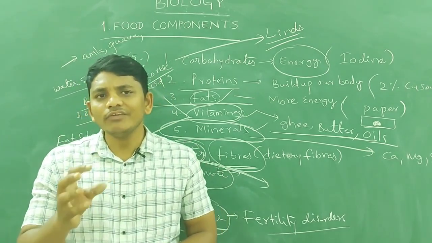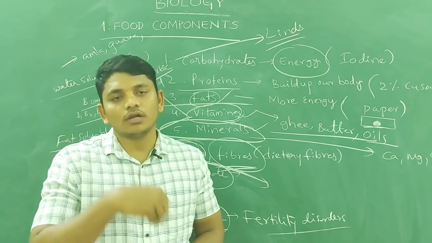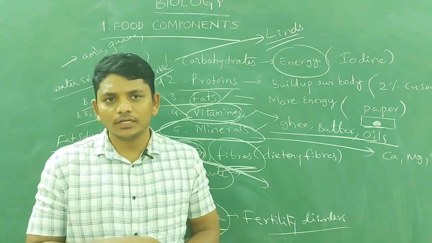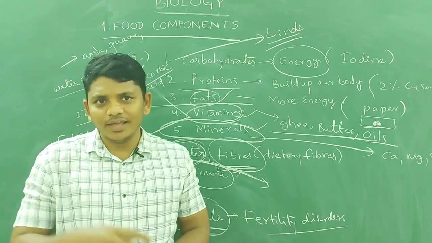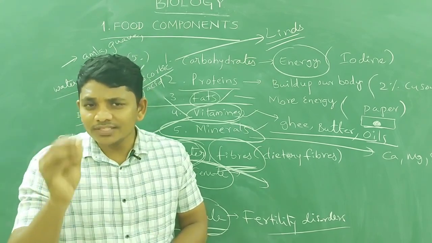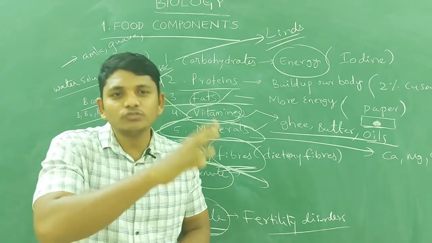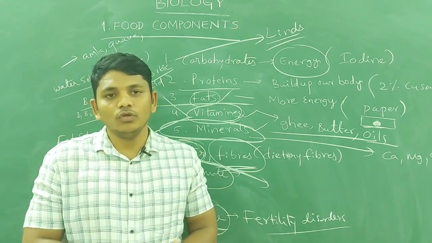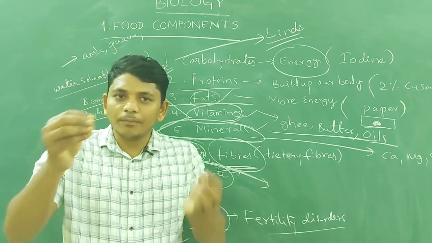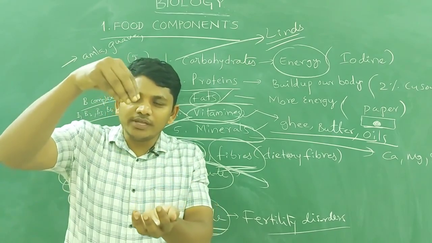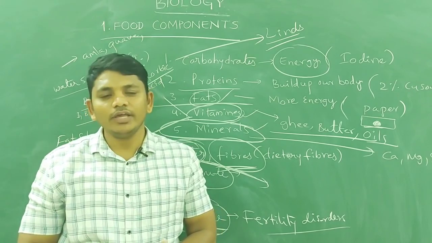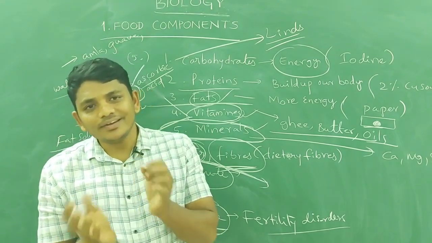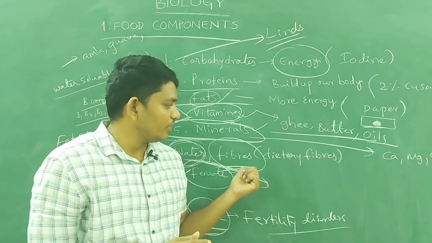These fibers cannot be digested by our digestive system. They only give weight to the food material which we are eating. So these fibers cannot be digested by the alimentary canal and digestive system, but they help in giving weight to the food material which we are eating. So if these fibers combine with the food material, then the food material moves freely in our alimentary canal. Okay, so for better digestion, fibers are very important.